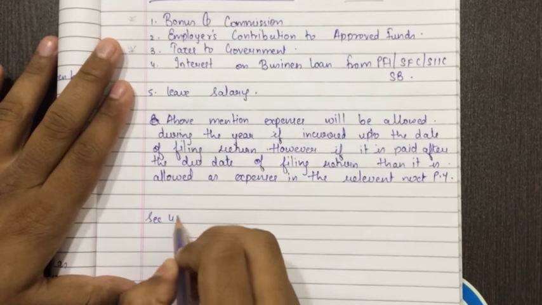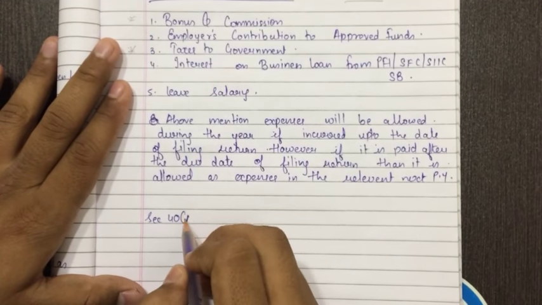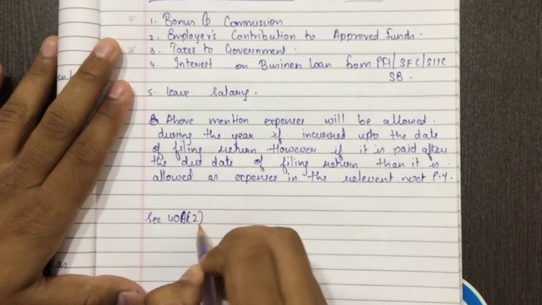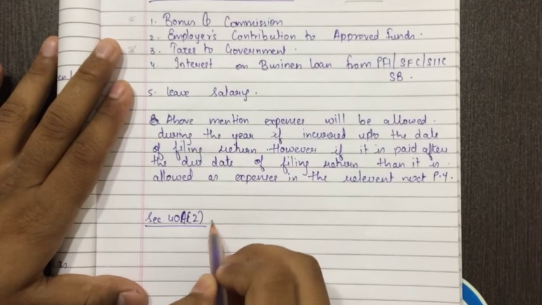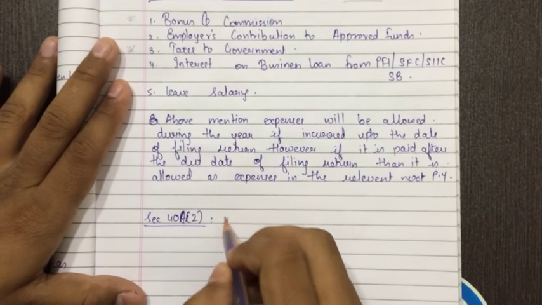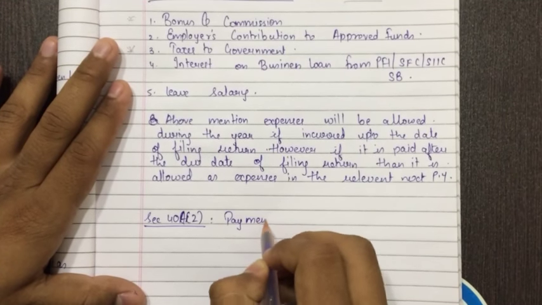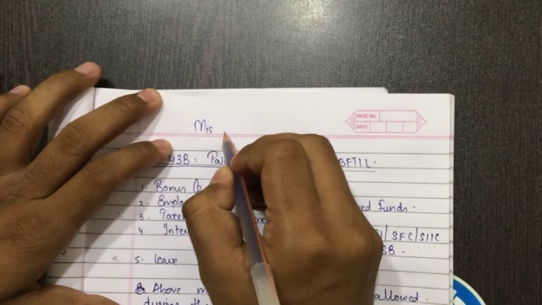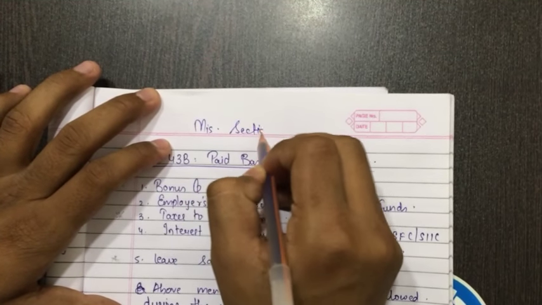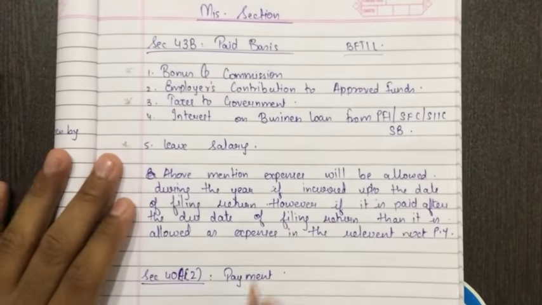Section 40A subsection 2. What is this? Payment to relative. These are all miscellaneous sections. If you want, please write the heading miss sections. Shortcut for miscellaneous: miss sections.